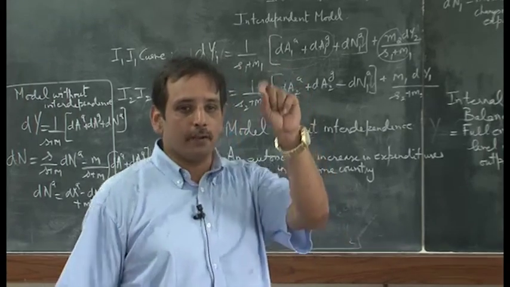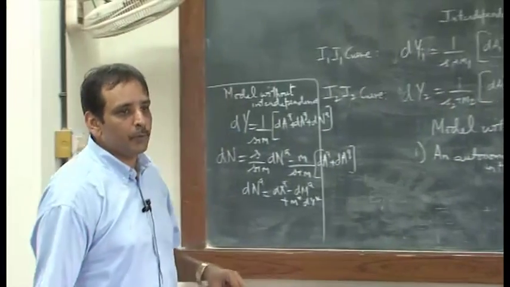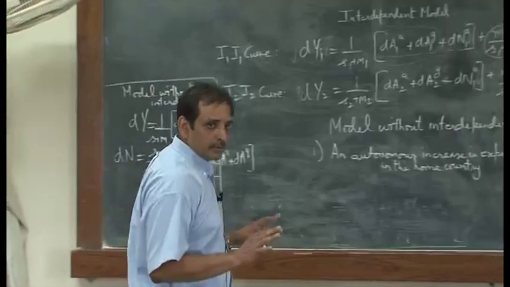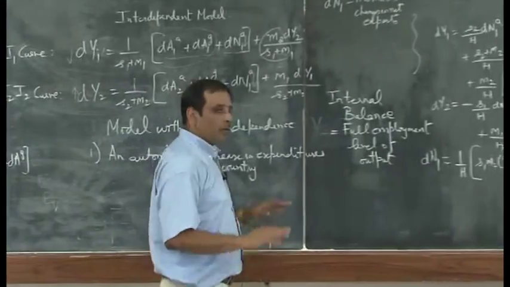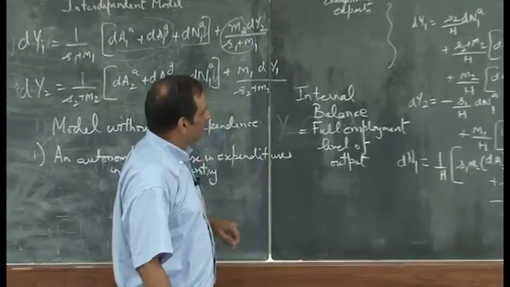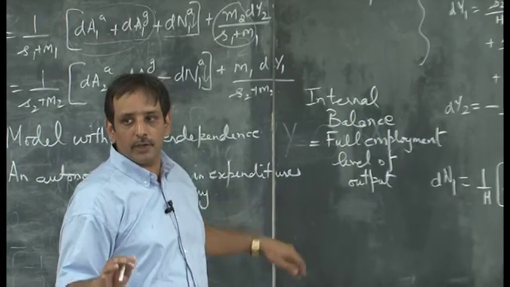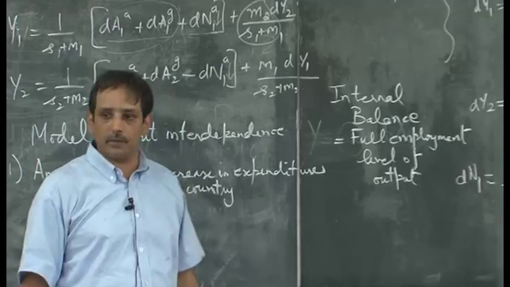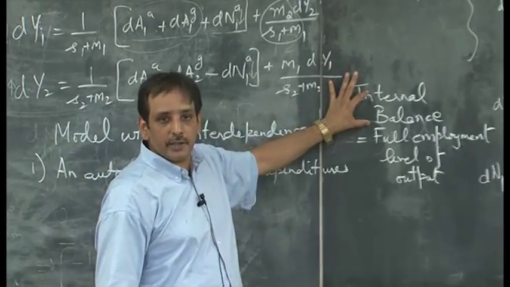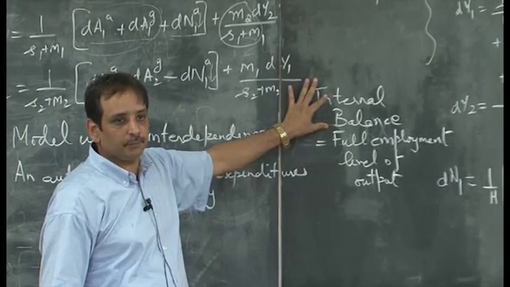So this is one point wherein all people who wish to work get employed. You have price stability, but anything beyond this would lead to inflation, anything below this would lead to an unemployment in the economy. This is called the internal balance.